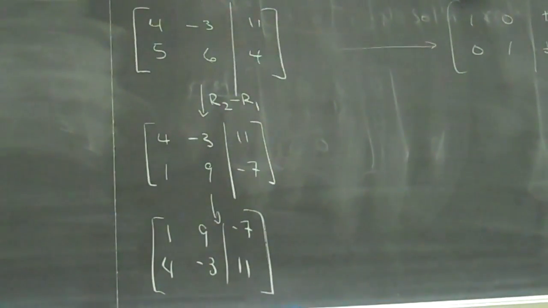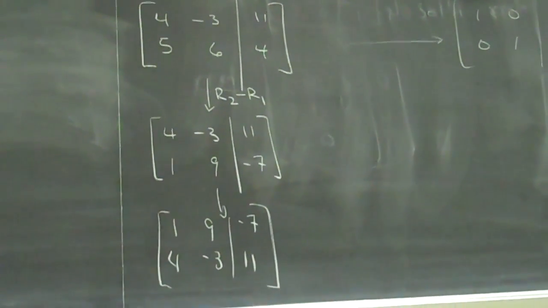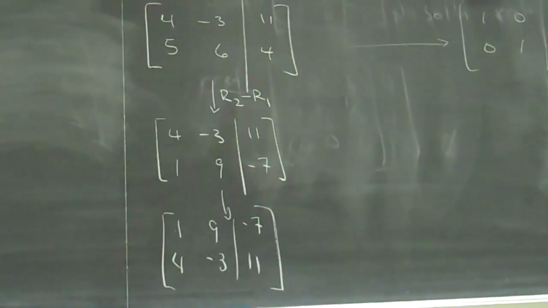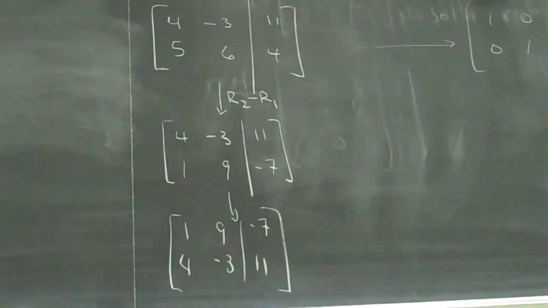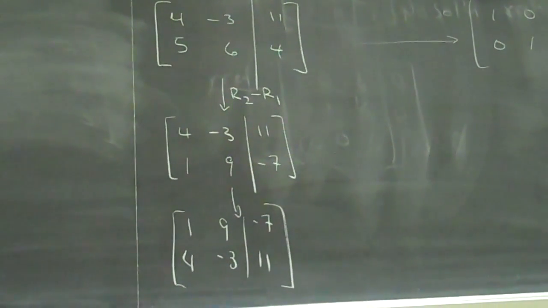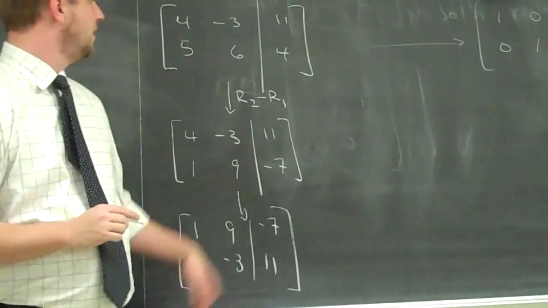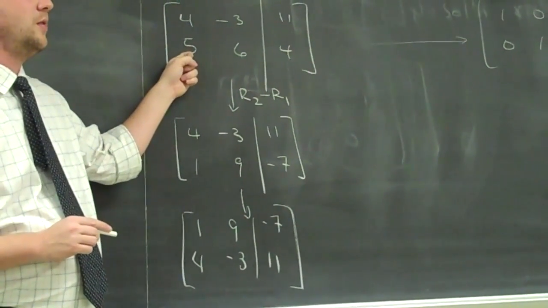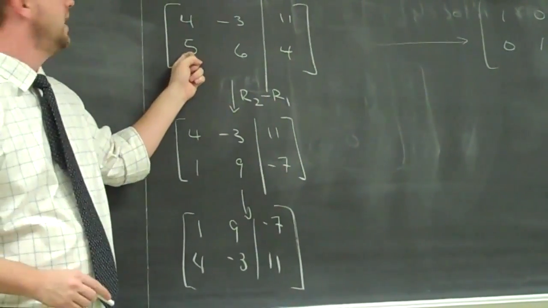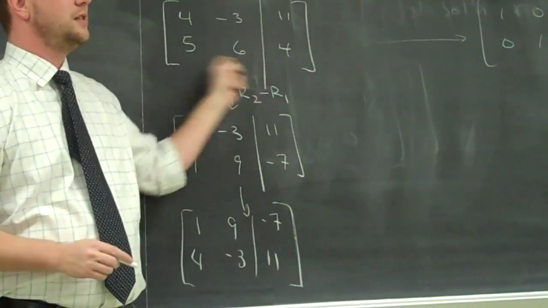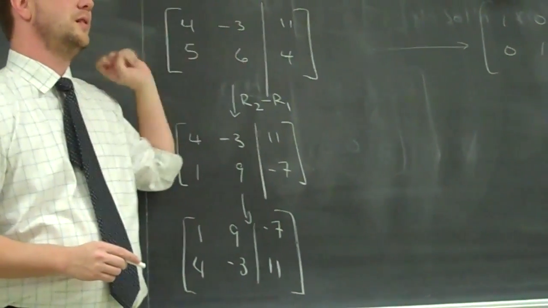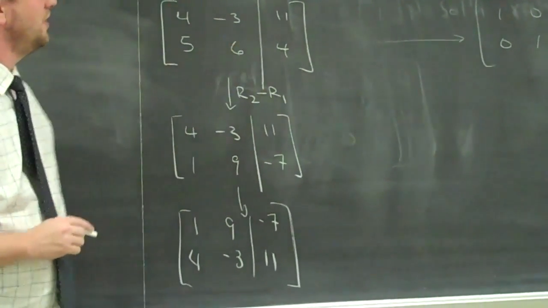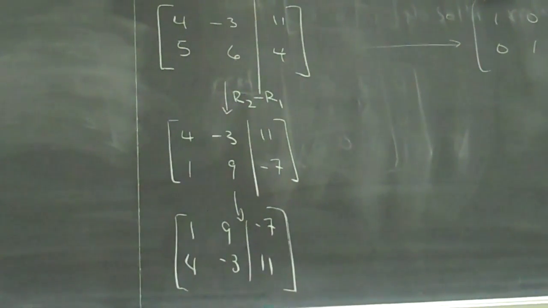Why did you just subtract row 2 from row 1? I didn't. I subtracted row 1 from row 2. You said it backwards. Oh, I subtracted this row from this row. Or what I really did is I took this row and I added it to -1 times this row. And then actually I did a substitution there.